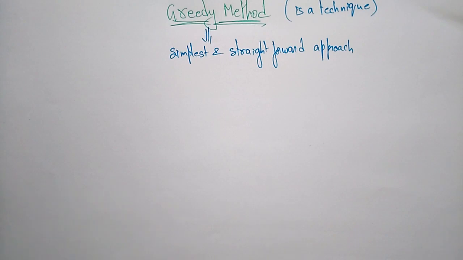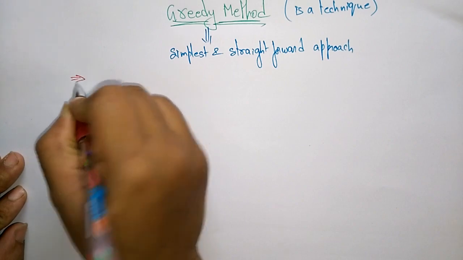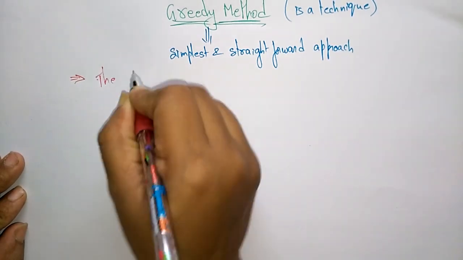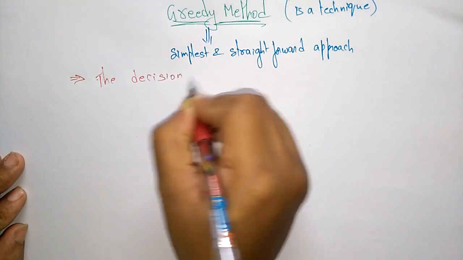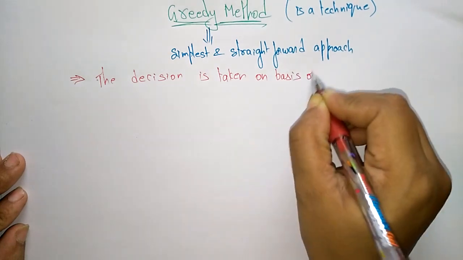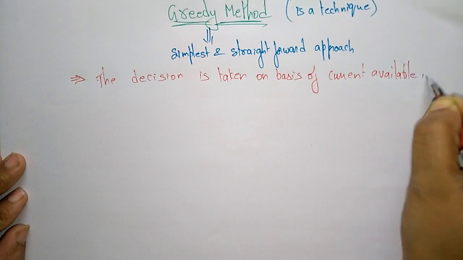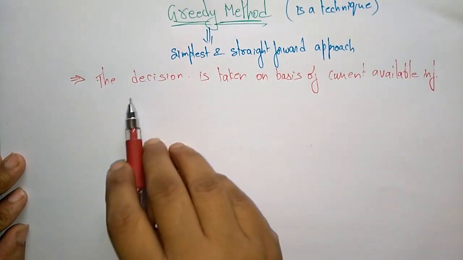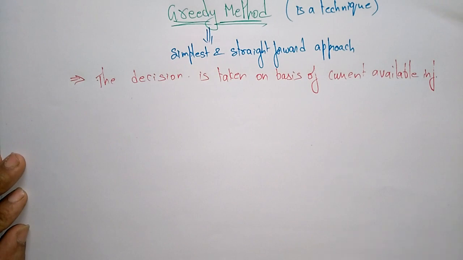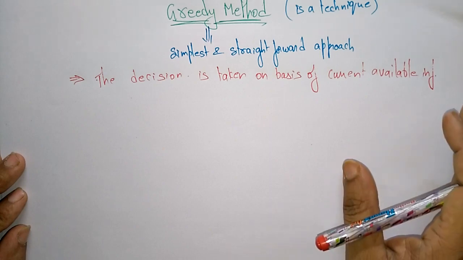Actually, what is the main function of this approach? In the greedy method, the decision is taken on the basis of current available information, whatever the values or information that is present at present. So the decision will be taken based on those values.